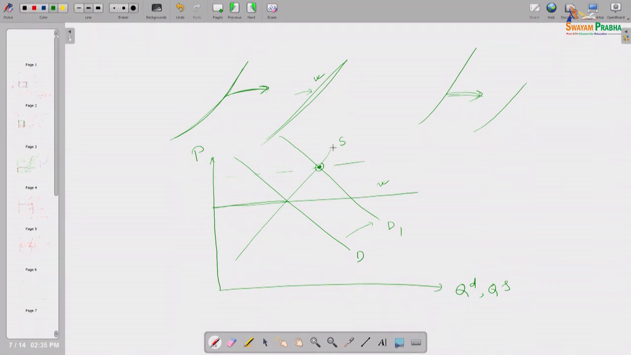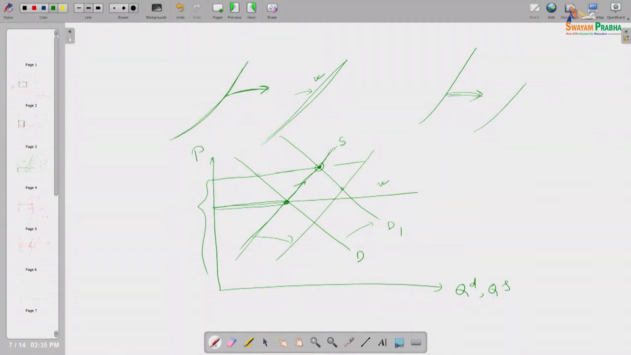The people whose combined supply is denoted by this S line will now face a little bit higher price. Suppose at the earlier price level they were getting zero profit, now they are getting some positive profit. Since they are getting positive profit, what will happen? This positive profit will make the business more lucrative, so some potential entrants will enter the market.